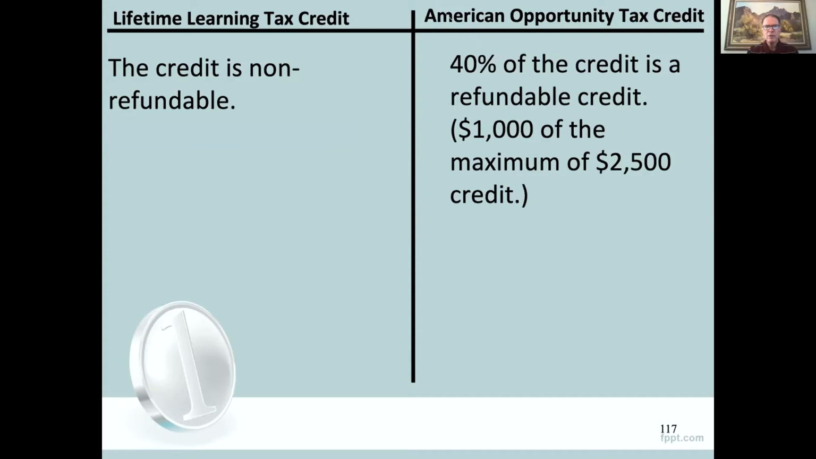The Lifetime Learning Credit is non-refundable. It will lower your tax to zero, but not go any farther than that. The American Opportunity Credit is one of those hybrids. It's kind of refundable and it's kind of not. 40% of the credit is refundable. So you can get $1,000 back out of the maximum $2,500 as refundable.